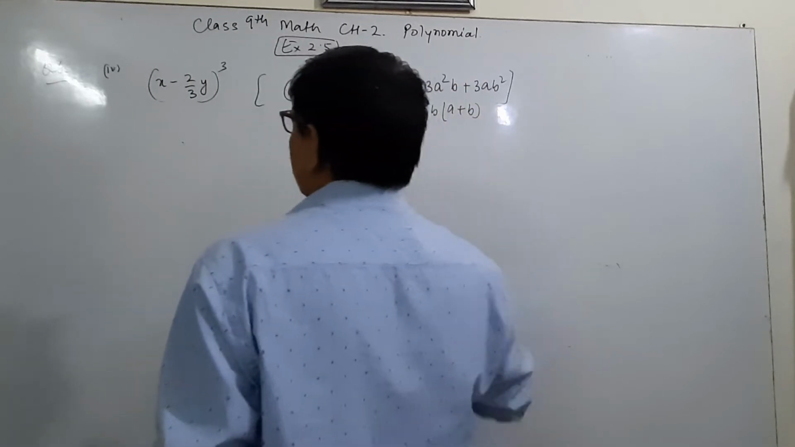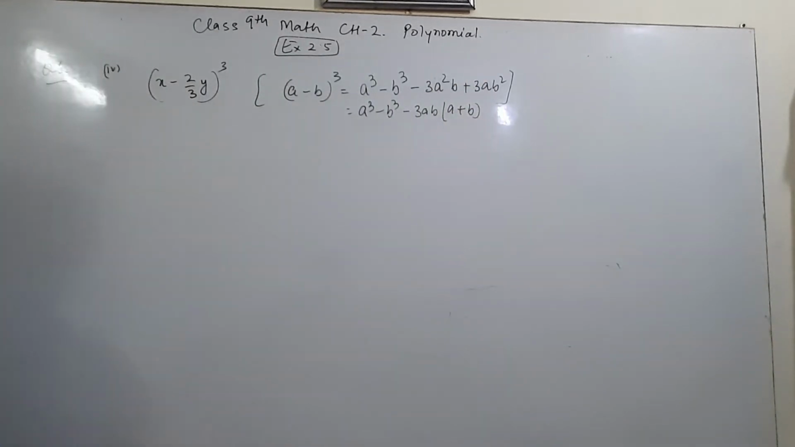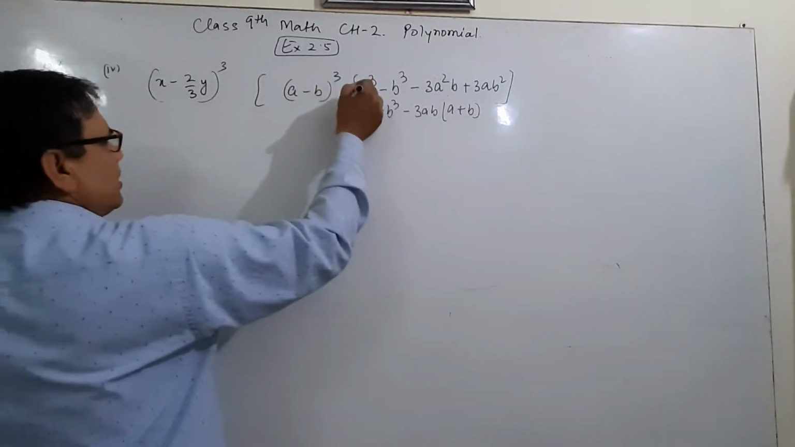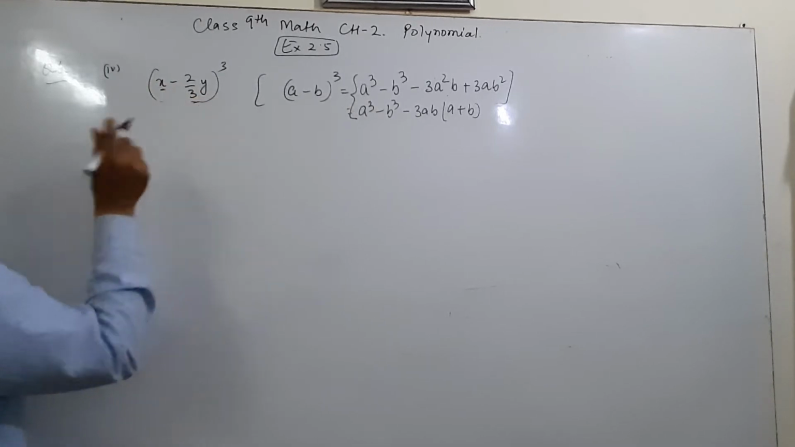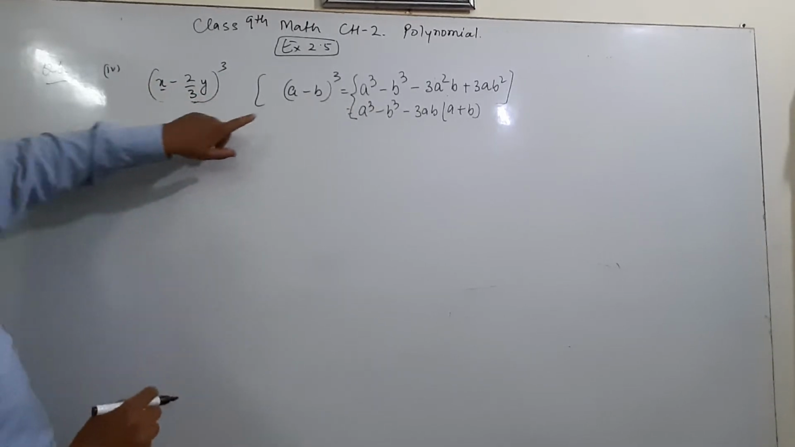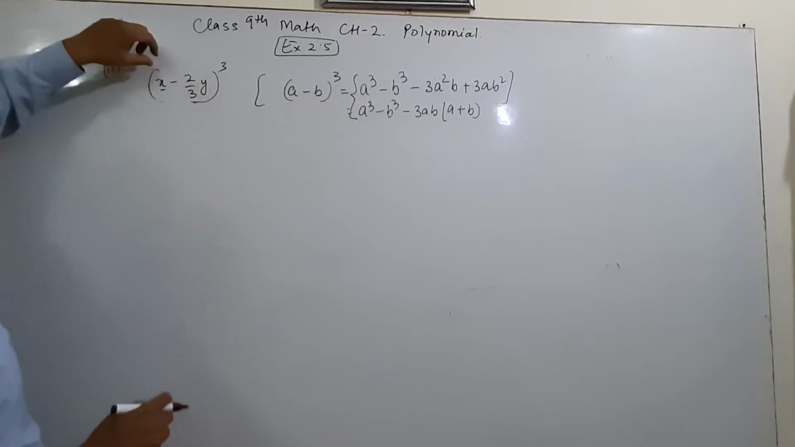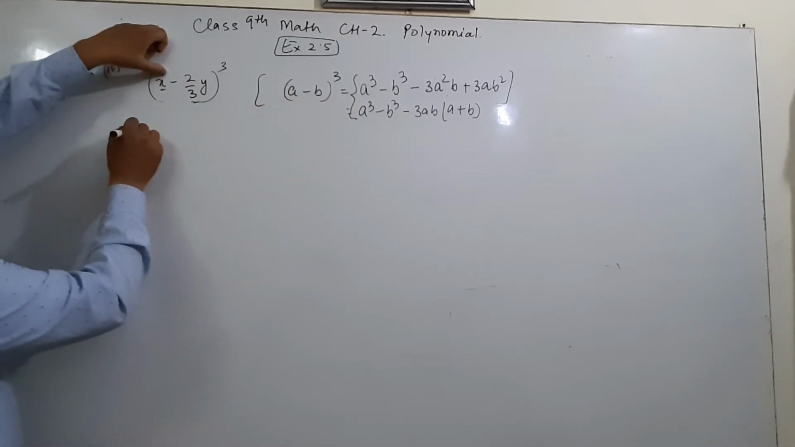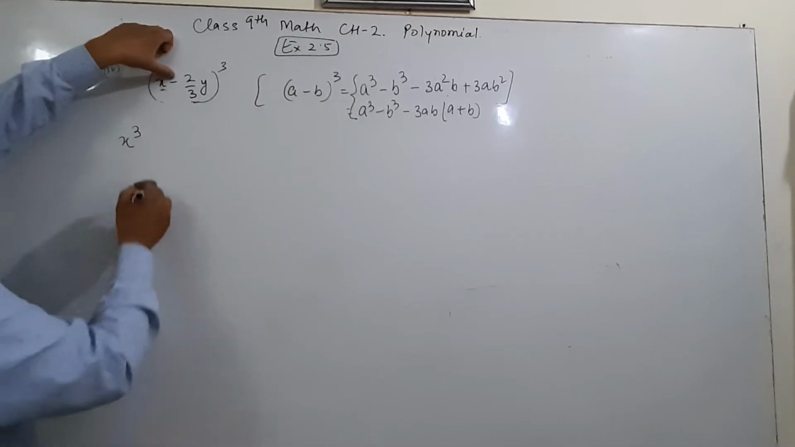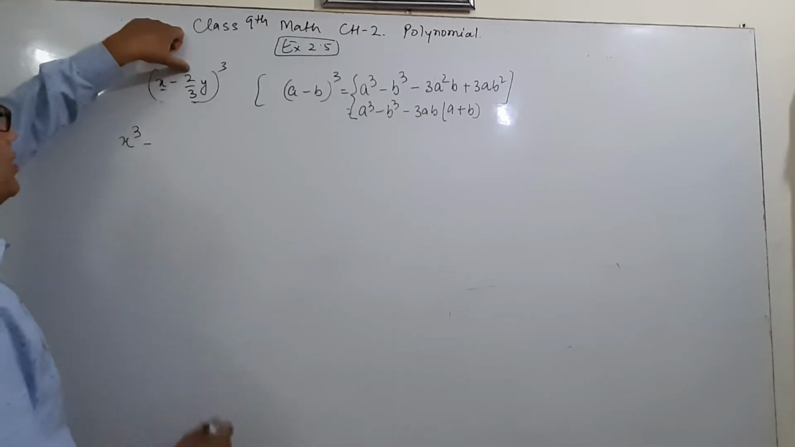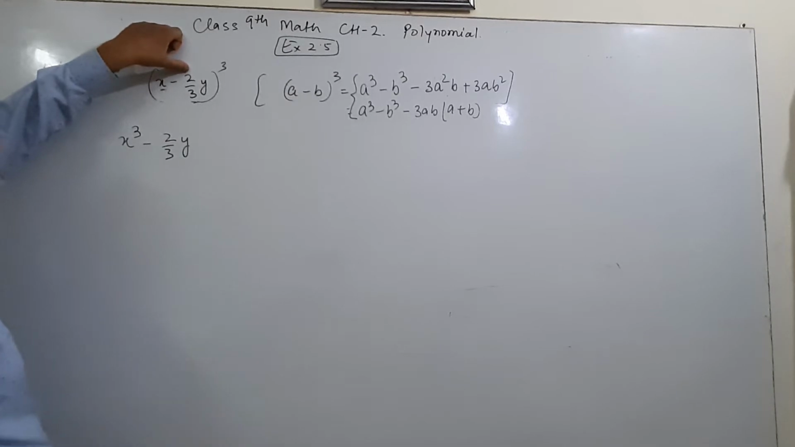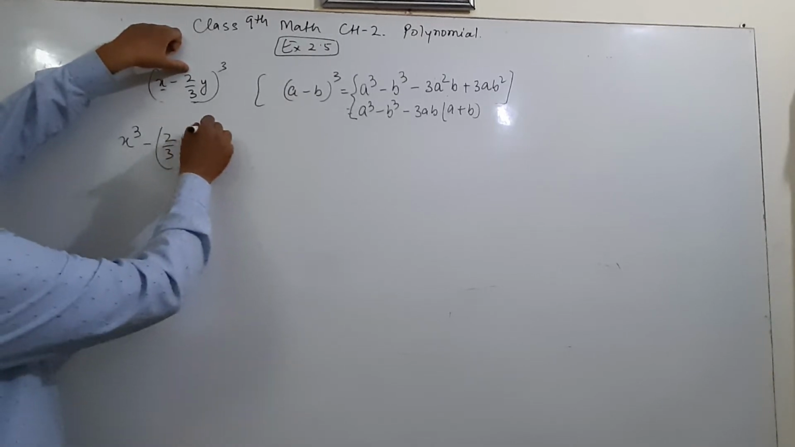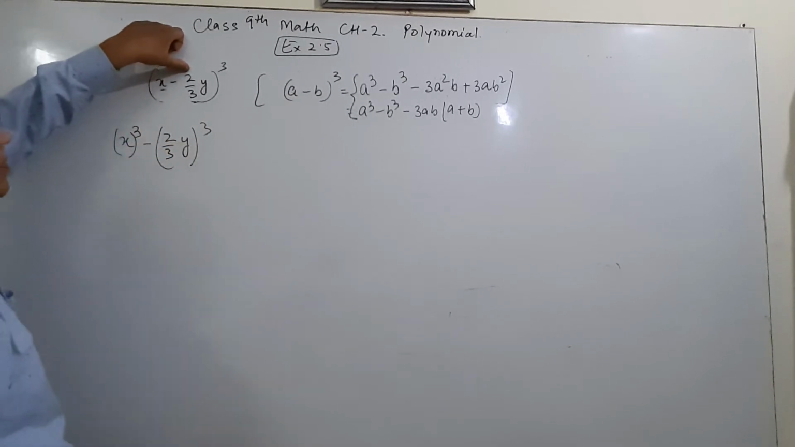You can solve by any method. This depends on you. Any method you can do. Both identities are the same. And now here a is x and b is 2 upon 3y. We have to apply the identity. Here is a cube, x cube, minus b cube, means 2 upon 3y whole cube, and here is x cube.